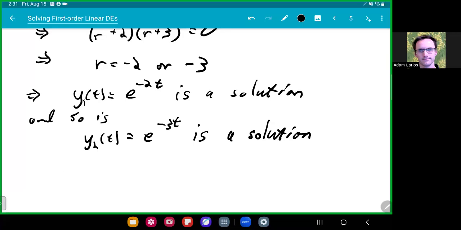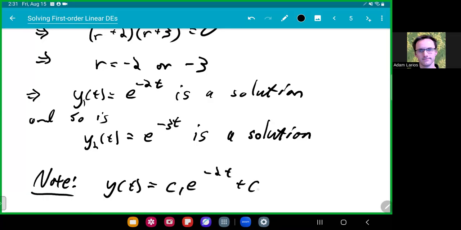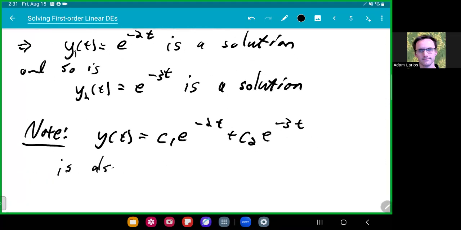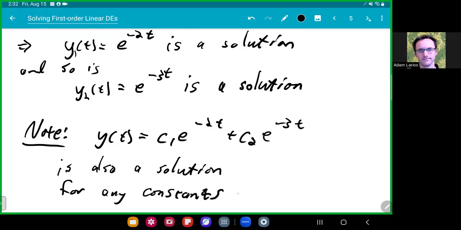And we saw earlier, in the previous video, that if you have two solutions to this equation, you can add them together with constant coefficients. So let's just note that and get another solution. c1 e to the -2t plus c2 e to the -3t is also a solution for any constants c1 and c2. Any constants at all there, we'll make that a solution.